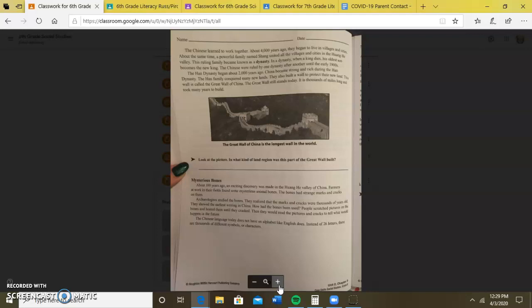Checkpoint. Look at the picture. In what kind of land region was the part of the Great Wall built? So what do you see in this picture? What do you think is in this picture? What kind of land was this wall built in?